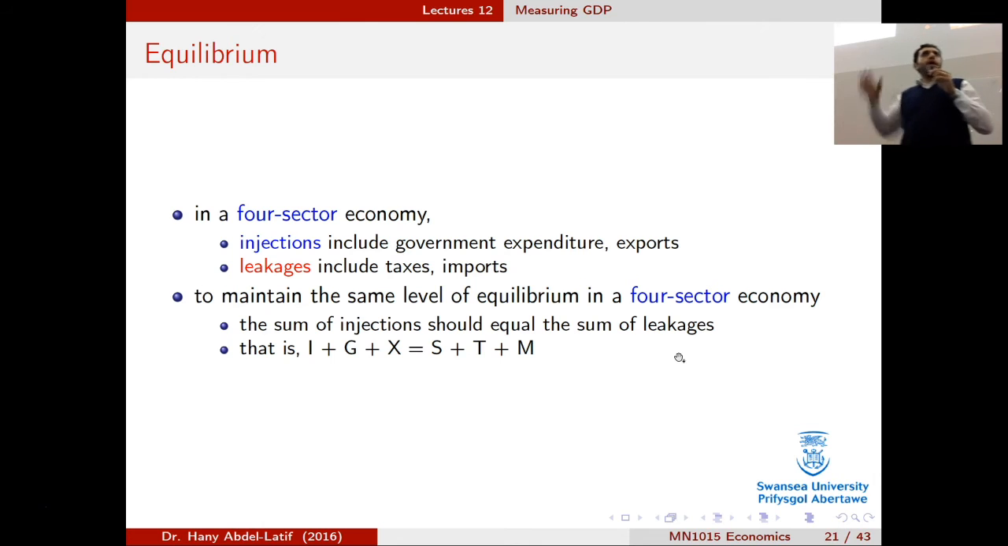This is the more realistic case, a four sector economy. At the end, to maintain the same level of equilibrium, the sum of injections should equal the sum of leakages. The injections here are investment, government spending, and export. The leakages will be saving, taxes, and imports. The main point here is how we measure GDP: Y, the GDP or the output, equals C plus I plus G plus X minus M. So this is the case when we have four sectors.